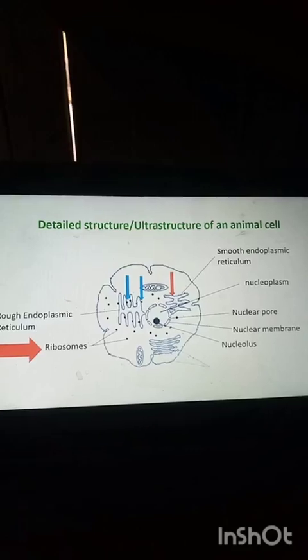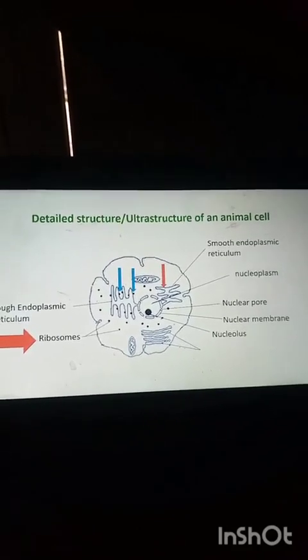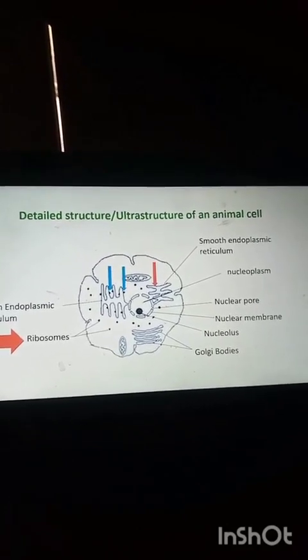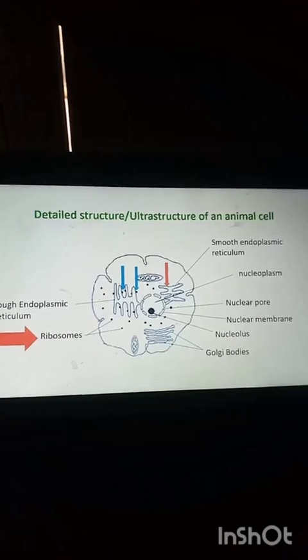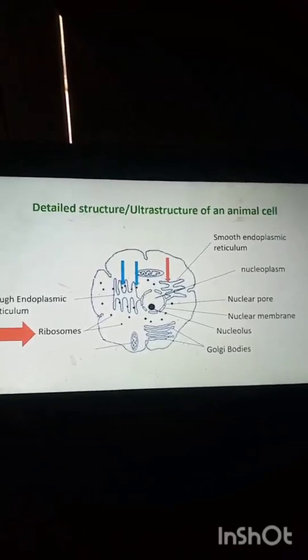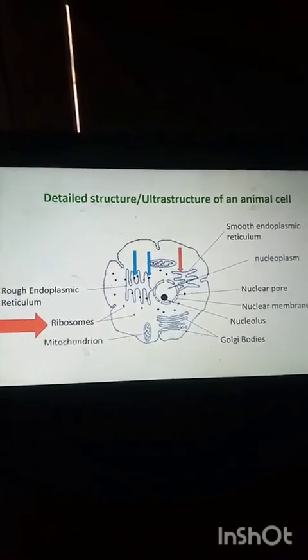And then we proceed to this part here, which is the Golgi body. This is the Golgi body. Golgi bodies. All right, and then the mitochondria, I almost made a mistake there. So that is the mitochondria here. This one, which looks like a sausage here. So this is a mitochondria.